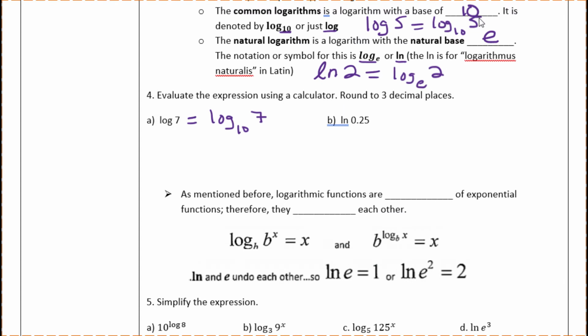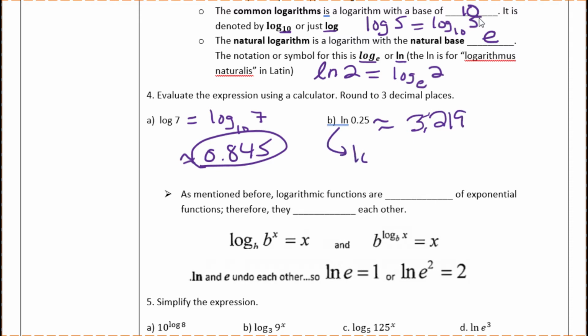So if you were to do log base 10 of 7, let's see what we get here. Log base 10 of 7, or common log of 7, you're just going to get 0.845. We're going to round it to 3 decimals. And then we're going to type in the ln using the ln key that I showed you. And we got 3.219. Remember that this is the same thing as log base e of 0.25.